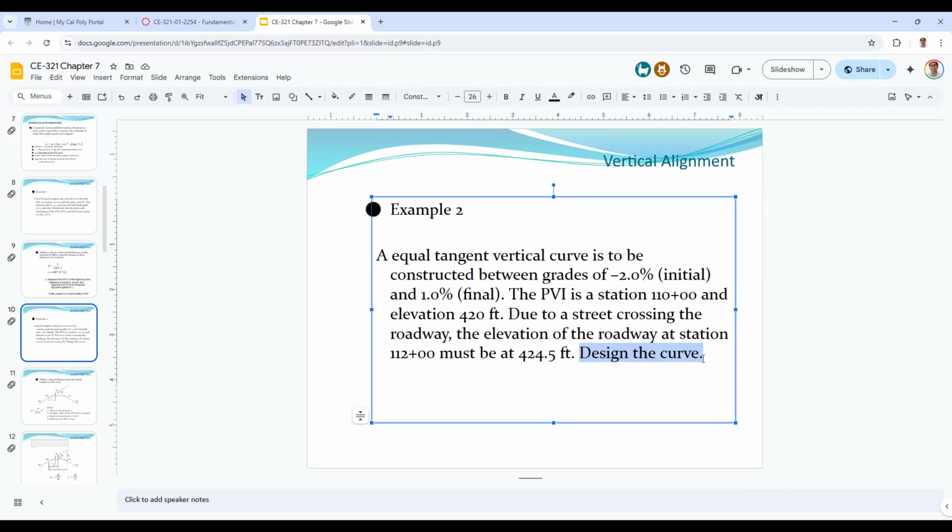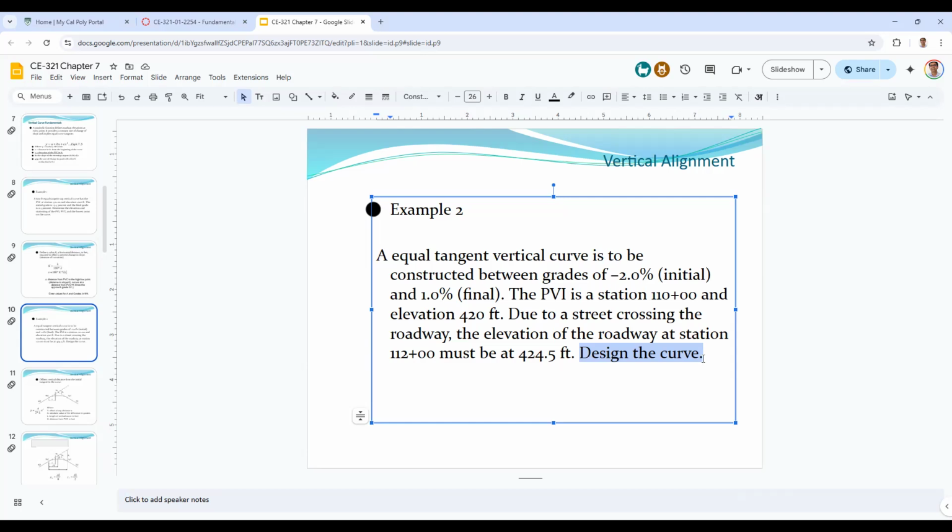Oh yeah, PVI is at 420. Thank you. So PVI is at 420 feet. Thank you for pointing that out. Of course, that was on purpose, just to make sure who's paying attention and who's not. So the elevation, we'll call it 420 feet.